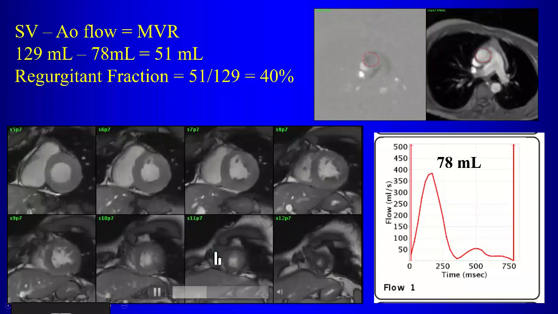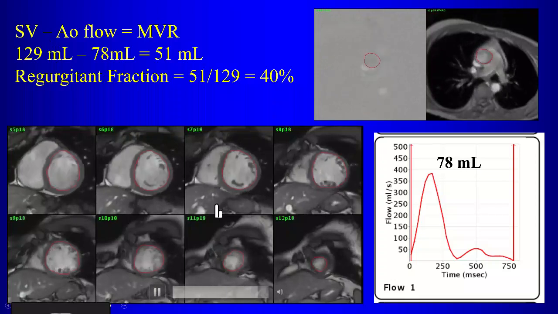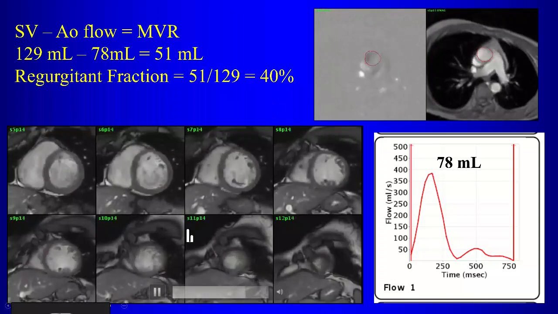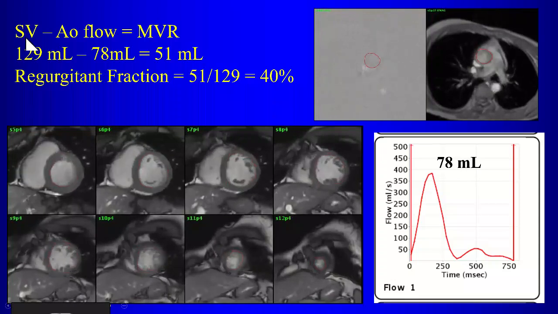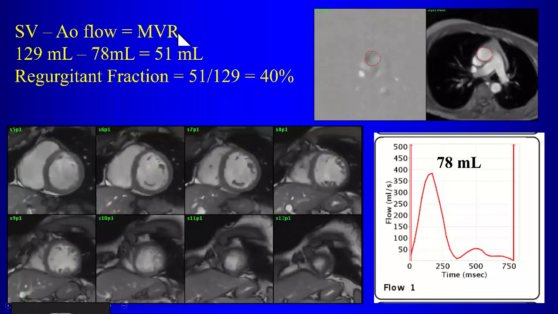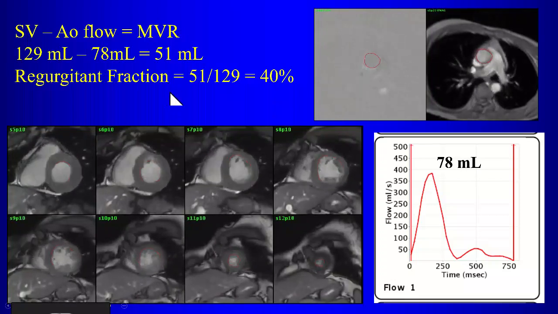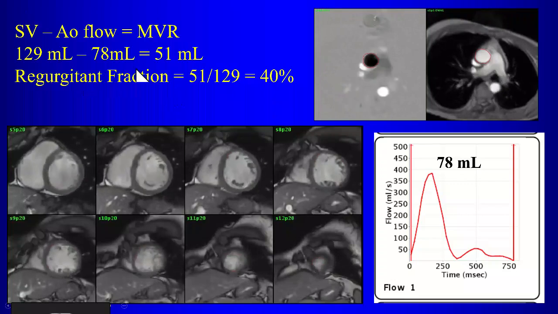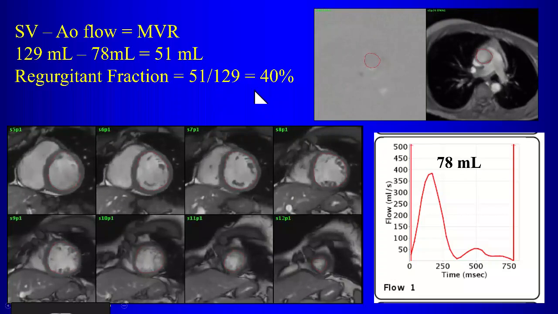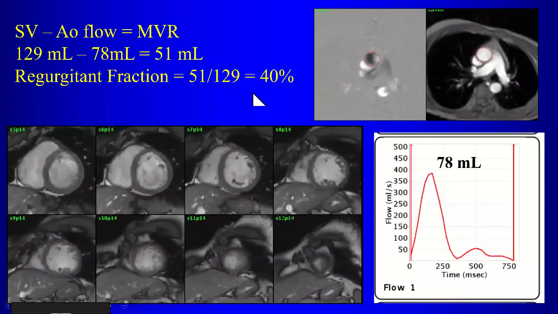We do that off of our short axis views. On our short axis views at end diastole and end systole, we calculate the volume of the ventricle. The difference is your stroke volume. Stroke volume minus the aortic flow is how much went through the mitral valve backwards. So that's how we calculate the mitral valve regurg. In this particular example, we got 51 milliliters, and the regurgitant fraction here was 40%, pretty significant. Okay?